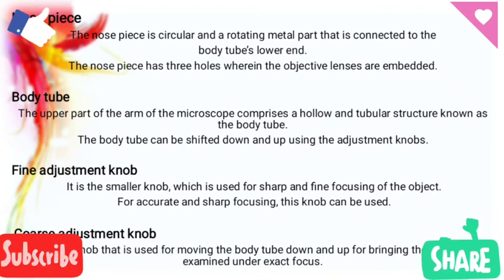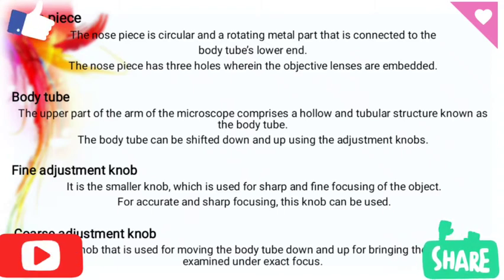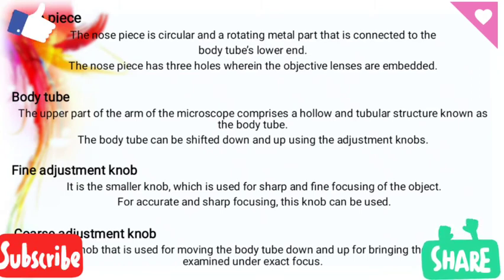Nose piece. Nose piece can also be called the revolving nose piece. The nose piece is a circular and rotating metal part that is connected to the body tube's lower end. The nose piece has 3 holes wherein the objective lenses are embedded. Body tube. The upper part of the arm of the microscope comprises a hollow tubular structure which is known as the body tube. The body tube can be shifted down and up using the adjustment knob.